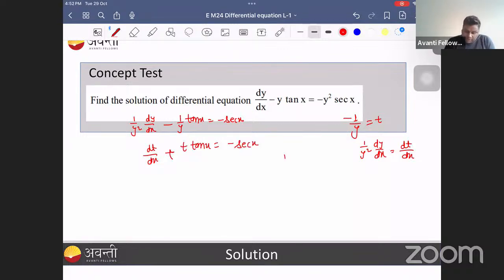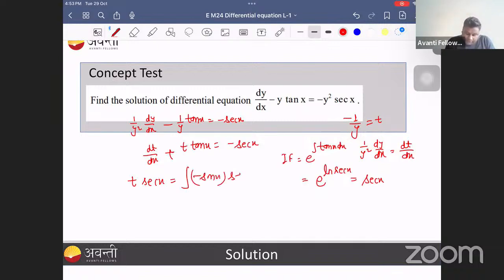Now you got it. Now integrating factor will be what? e to the power integration of tan x dx. Integration of tan x is ln sec x. So it is e to the power ln sec x. e and ln cancel, it will become secant x. So solution will be t into integrating factor is equal to integration of q, that is minus sec x, into integrating factor sec x dx. So with the negative sign, secant square x, keep it secant square x only.